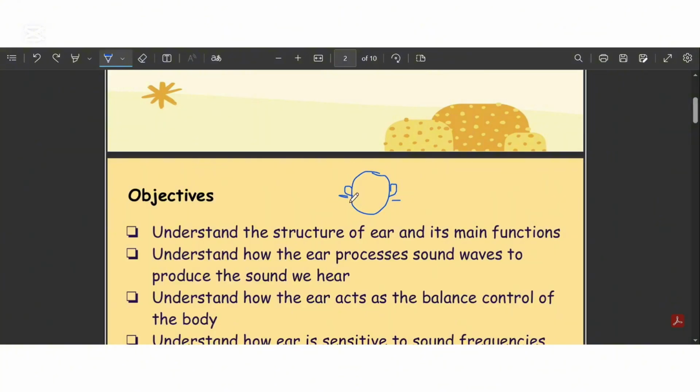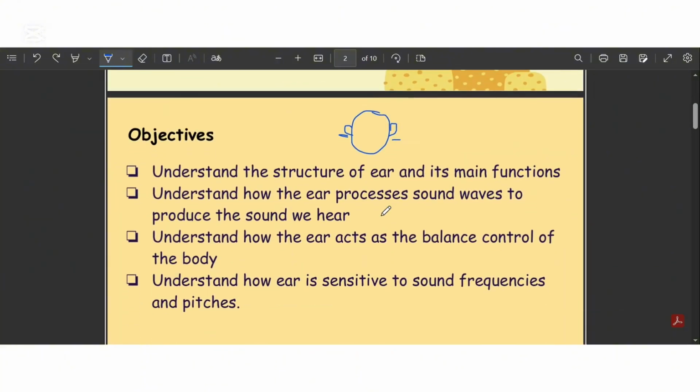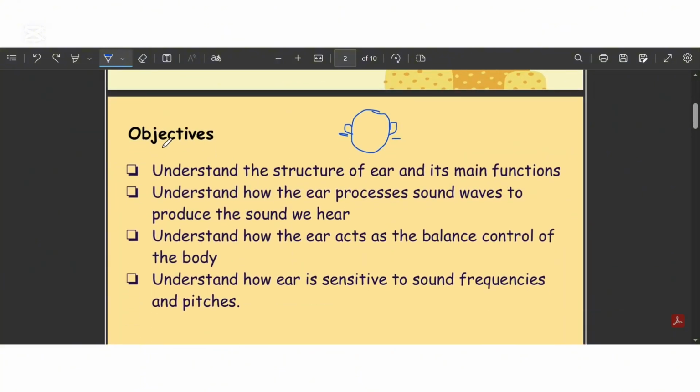So we all know that beside our head, on our head, beside our eyes, there are two pieces of flappy skin, and we know that they are our basic hearing devices, and we simply call them ears. Before we move further into this topic, we have a few points and objectives that we need to keep in mind.